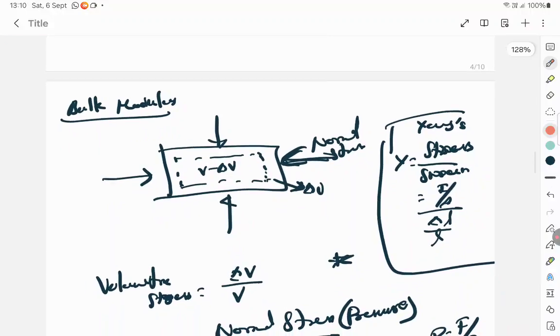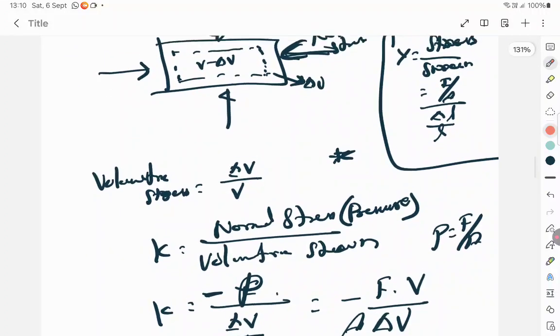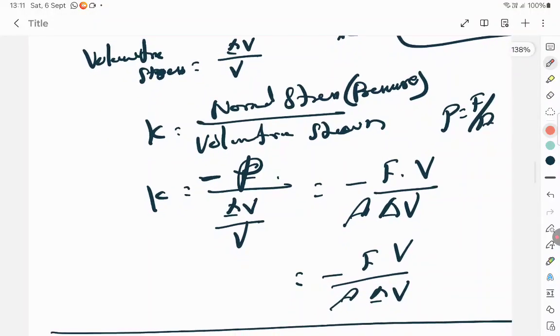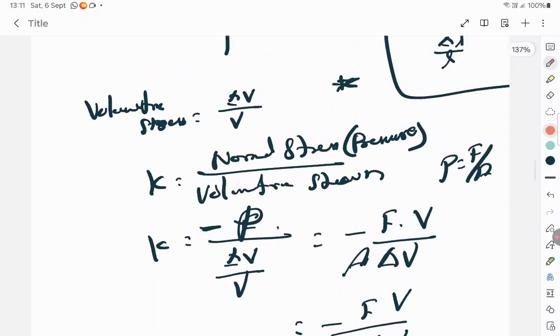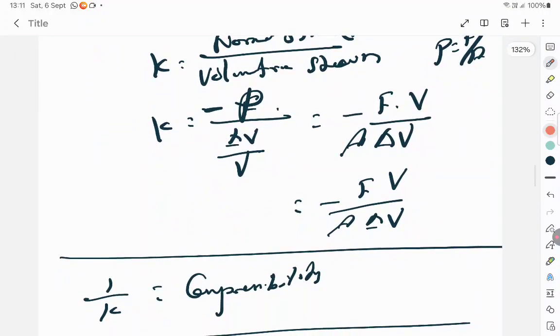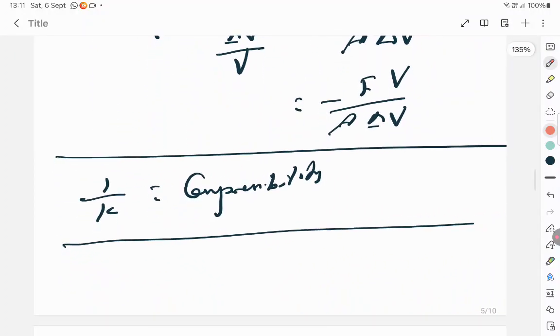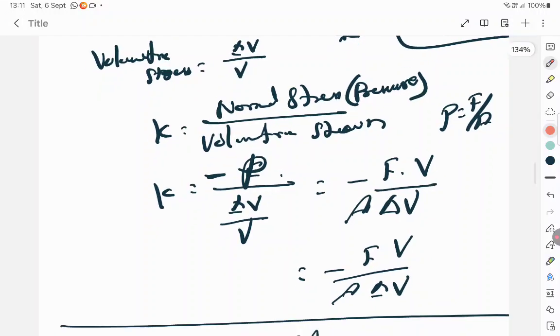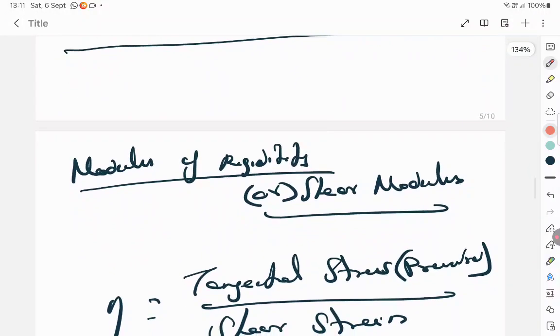But let's talk about bulk modulus, a modulus of rigidity, in other words. It's the change in volume by original volume when you're applying a normal force, and K is the representation: normal stress by volumetric strain. Normal stress is like pressure, and volumetric strain is delta V by V, which here is a reduction in volume, so I'm putting a negative sign. So 1 by K, the reciprocal of bulk modulus, is also known as compressibility. The reciprocal of bulk modulus is often referred to as compressibility.